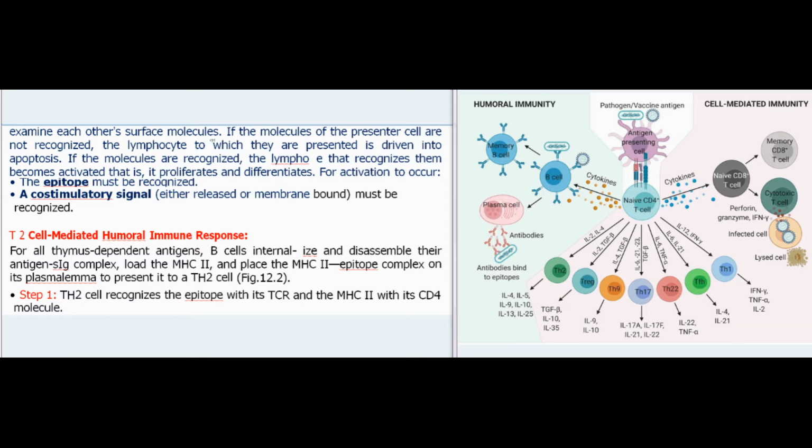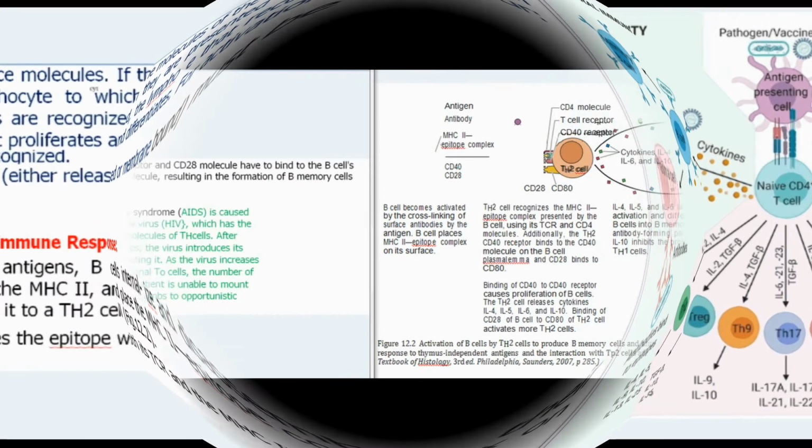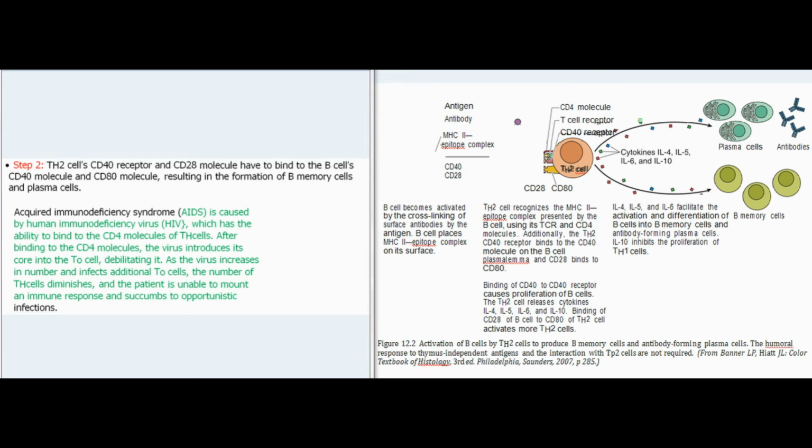Th2 cell-mediated humoral immune response. For all thymus-dependent antigens, B cells internalize and disassemble their antigen-Ig complex, load the MHC2, and place the MHC2-epitope complex on its plasmalemma to present it to a Th2 cell, Fig. 12.2. Step 1. Th2 cell recognizes the epitope with its TCR and the MHC2 with its CD4 molecule. Step 2. Th2 cell CD40 receptor and CD28 molecule have to bind to the B cell CD40 molecule and CD80 molecule, resulting in the formation of B memory cells and plasma cells.